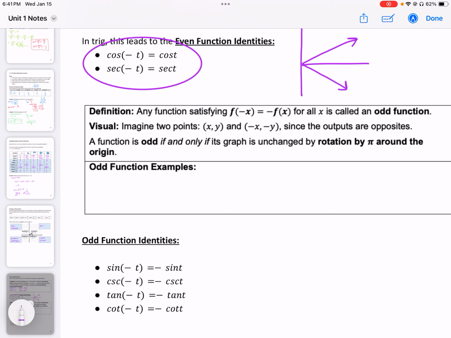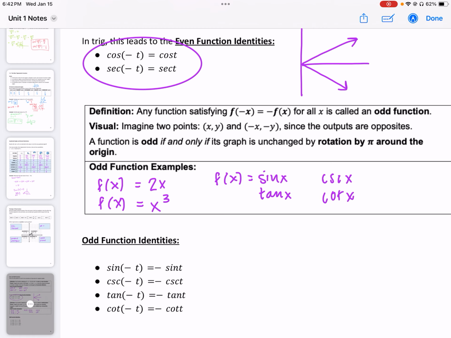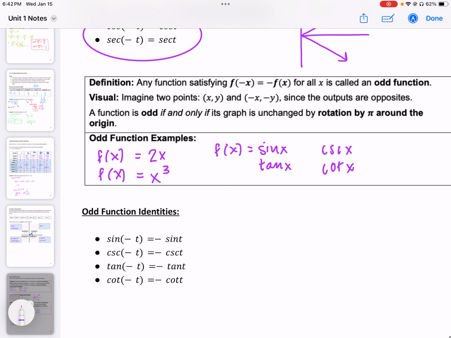Then we also have odd functions, and that's when if you plug in a negative x, you get the negative y version. So if I plug in 1 and get 1, and then I plug in a -1 and get -1, those are going to be odd. Some examples of that would be a linear function with a variable, so it's not a horizontal line, a cubic function, and the sine function, the tangent function, the cosecant function, and the cotangent function. All of those will yield a negative y value.